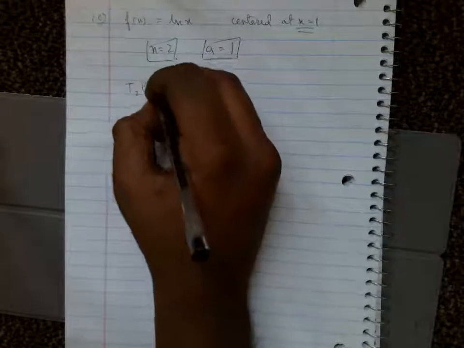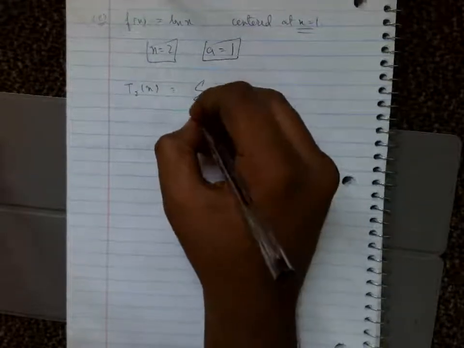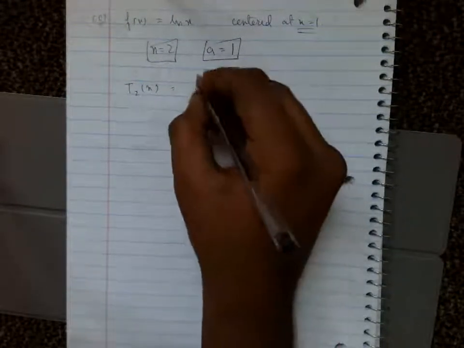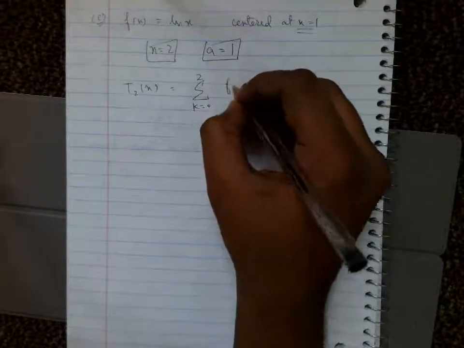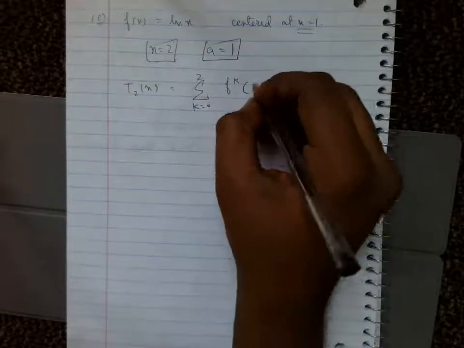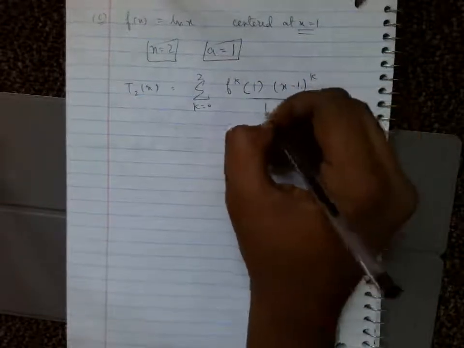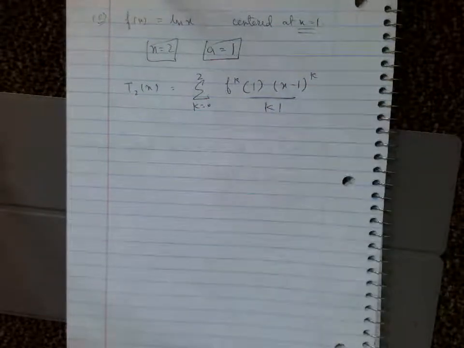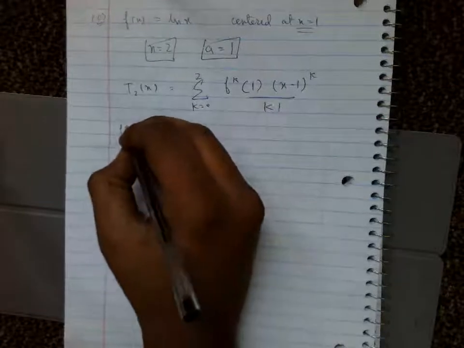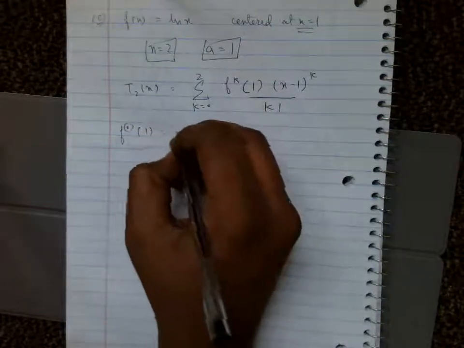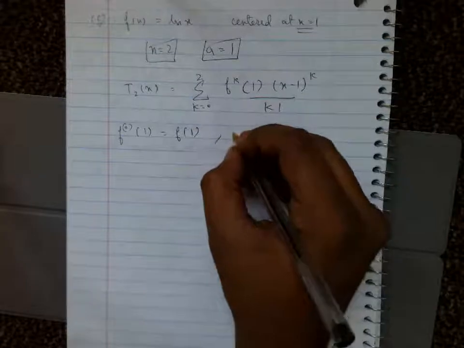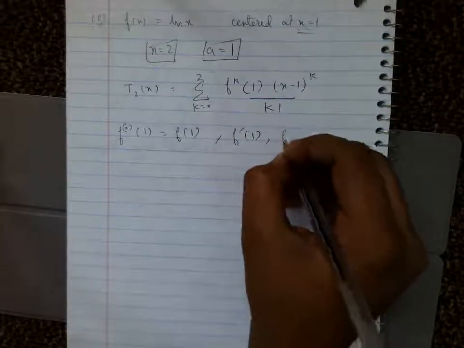So T2 of x is the sum over k running from 0 to 2 of f^(k) of 1 times (x minus 1)^k divided by k factorial. And so we want to find the values of f^(0) of 1, which is just f of 1, f prime of 1, and f double prime of 1.